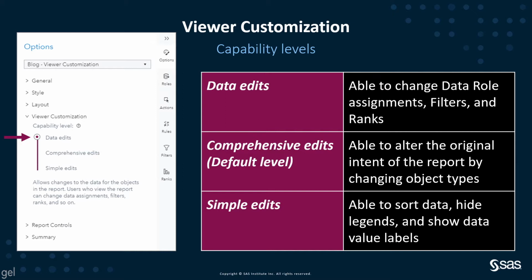Here, the viewer can, of course, perform all of the previous level's functions, but also change the object's data role assignments. The viewer can also add or change filters and ranks. This feature helps meet the requirement for users to be able to select which measures and/or categories are to be displayed in objects, including the type of object. Sometimes this is referred to as self-service reporting needs.